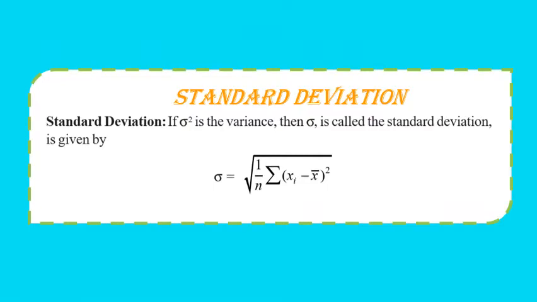Now after variance we have standard deviation. So if sigma square is the variance of n observations, then sigma is called the standard deviation and is given by sigma is equal to square root of 1 upon n sigma xi minus x bar whole square. So in short we have to first find sigma square, that is variance, and then take the square root of that to get the standard deviation of the n observations. Clear? So pause and note down the formula.